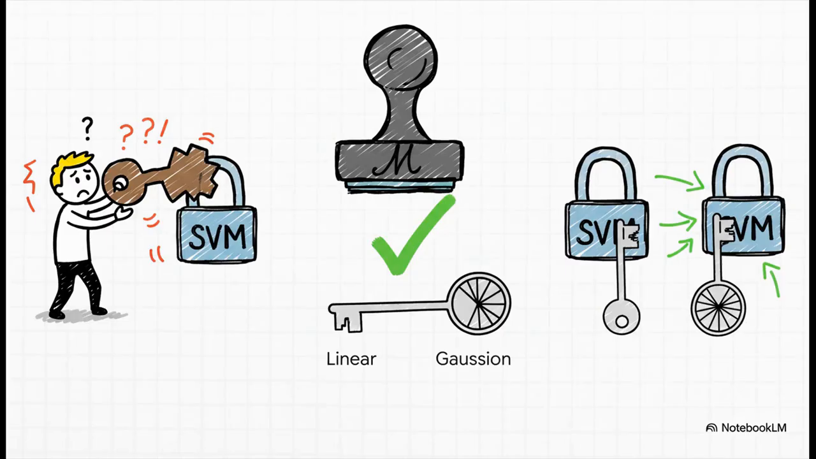And one last quick pro tip. Whatever you do, please resist the urge to get creative and invent your own kernel. It turns out there's a good reason we stick to the ones that already exist. For all that fast, optimized software to actually work, a kernel has to satisfy a pretty technical math condition called Mercer's theorem. So we stick to things like linear and Gaussian because they're guaranteed to play nice with all the optimization magic happening under the hood.